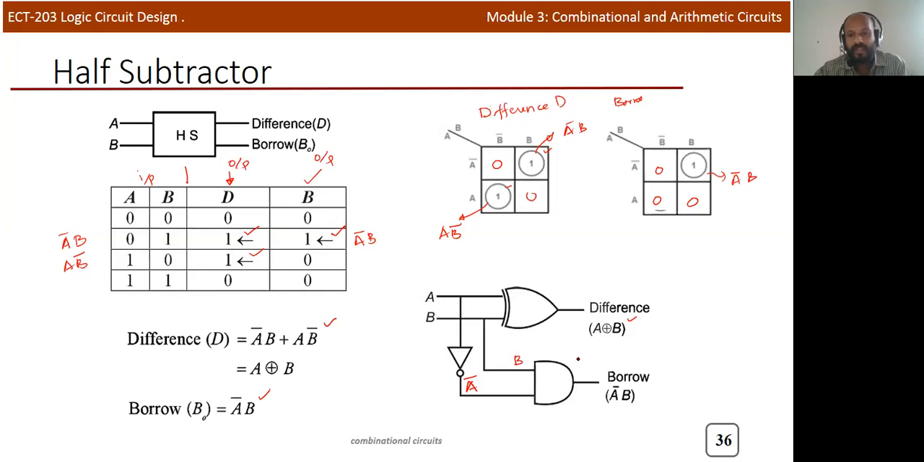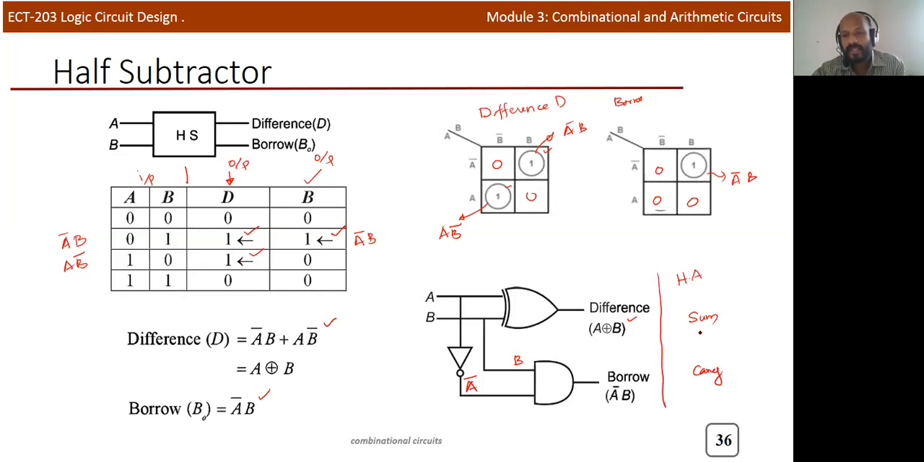And if you compare it with the half adder circuit, this is the half subtractor. In the half adder, again there are two outputs, the sum and the carry, for the half adder.